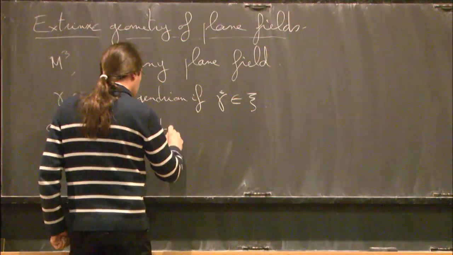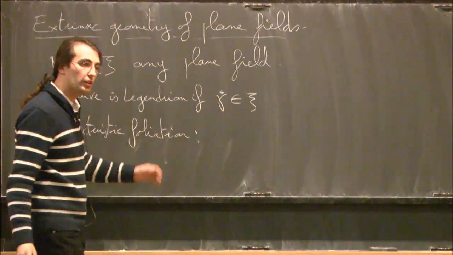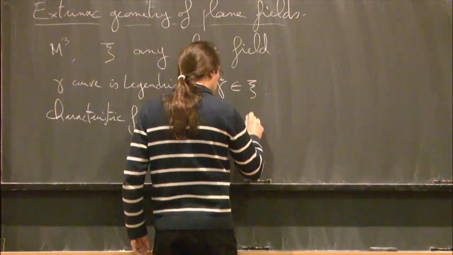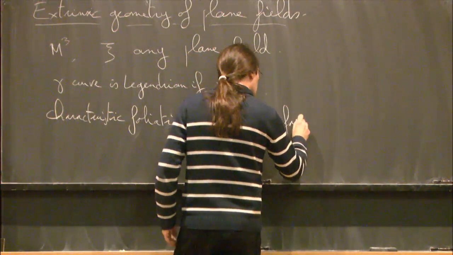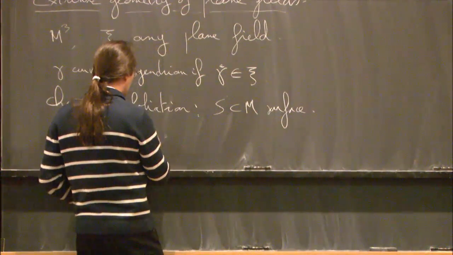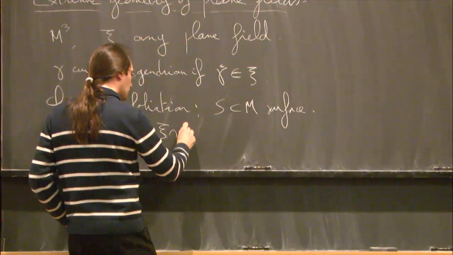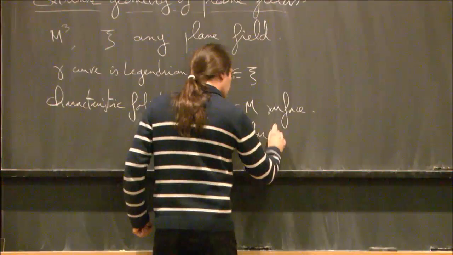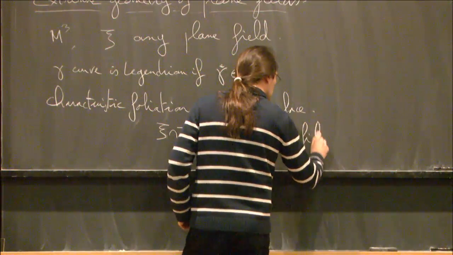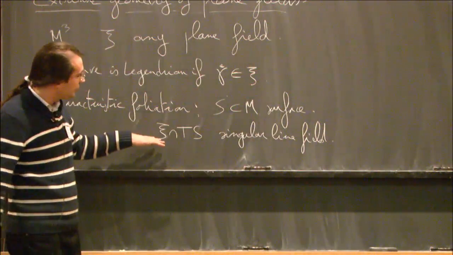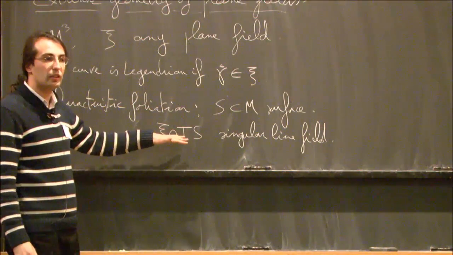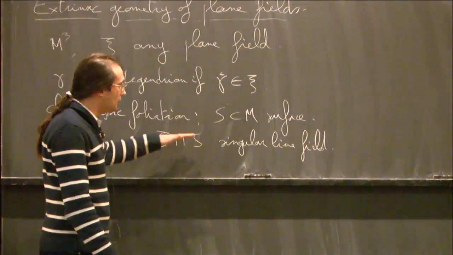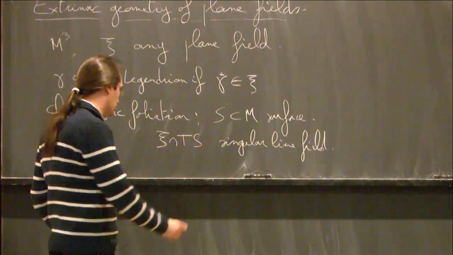So the characteristic foliation already was mentioned in several talks, but it's simply this: if you have a surface inside M, then you get a singular line field, which is simply psi intersected with Ts. It's singular because it could happen at some point that psi equals Ts. In that case, you don't get a line, so you get a singularity of your line field. But anyway, it integrates to a singular foliation.